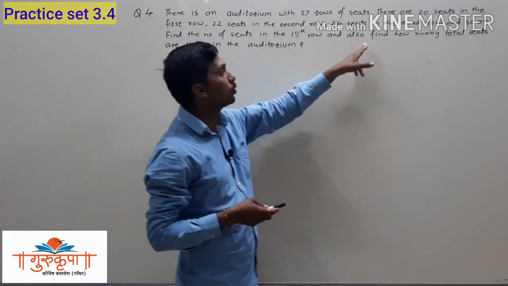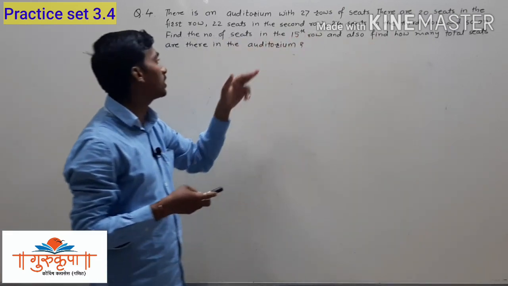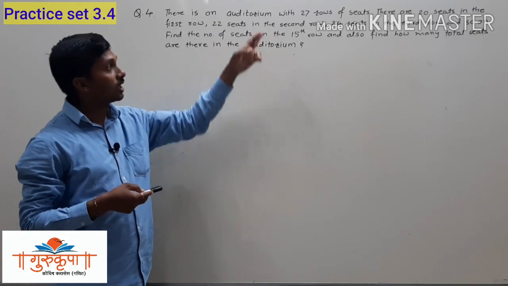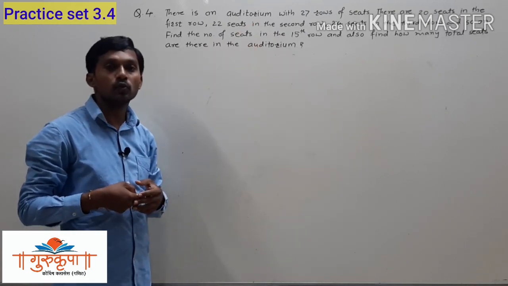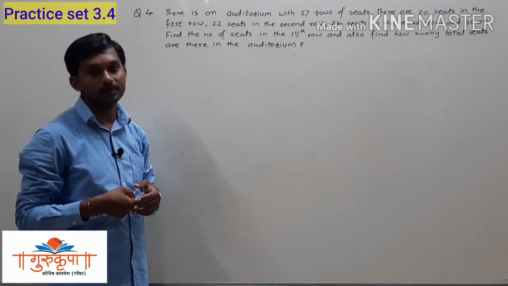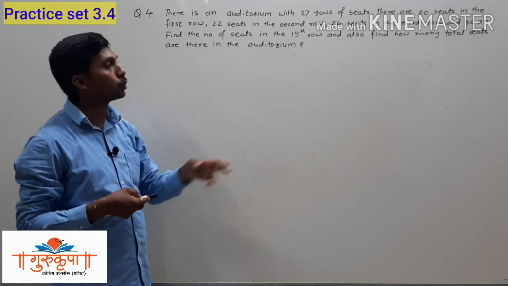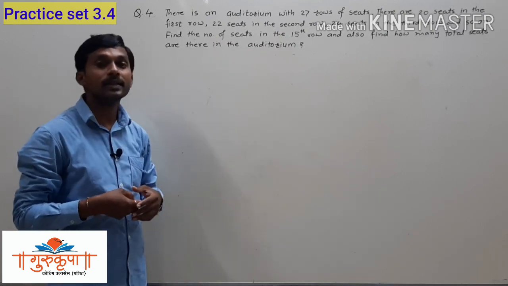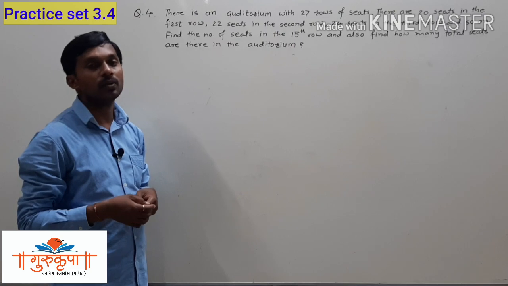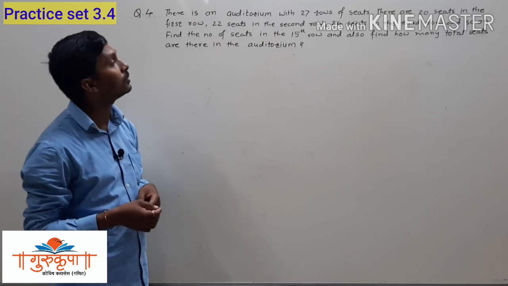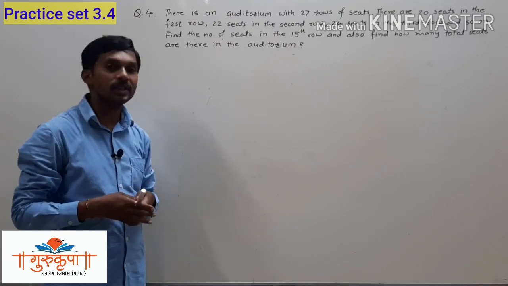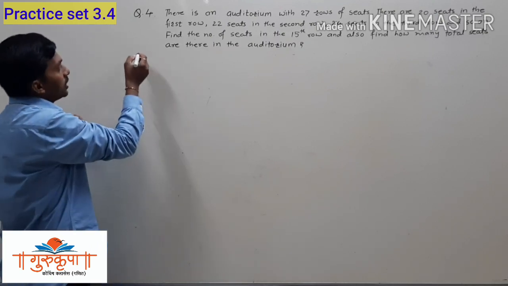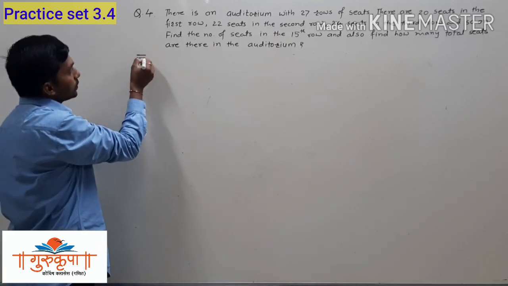And also we have to find how many total seats are there in the auditorium. There are 27 rows. Since we have to find the total number of seats, we have to find S27. Here we have to find two values, that is T15 and S27. So here we will write the given information first.